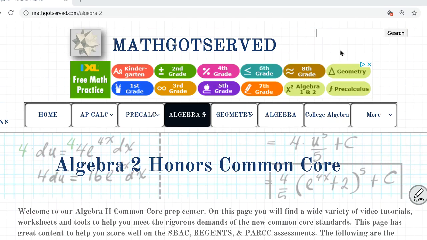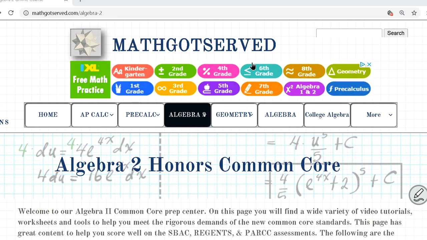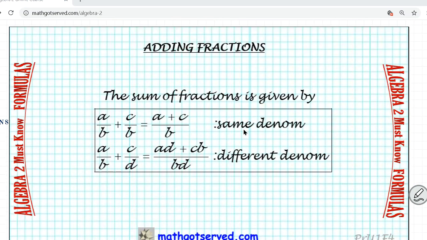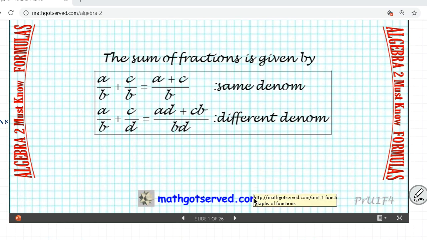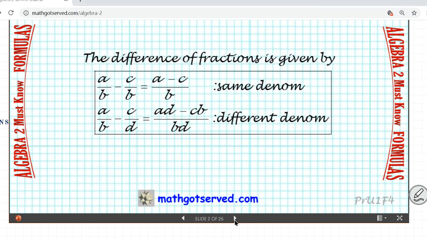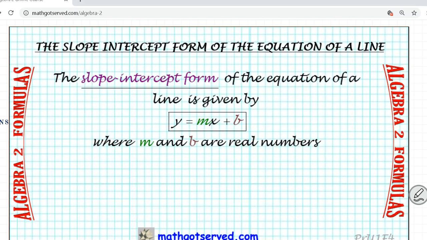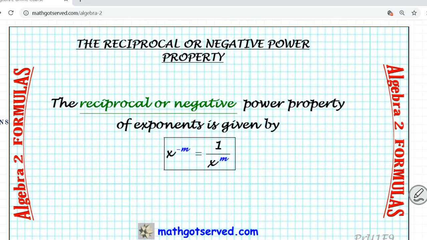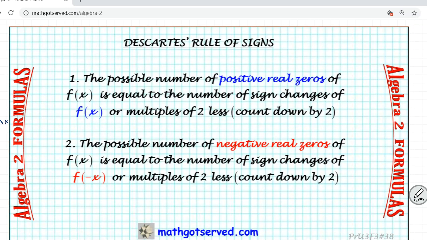Alright, to get us started, we're going to take a look at what Descartes' rule of signs is. So this is our website, Mathgotserved.com. We're going to scroll down to our must-know formulas. And then we're just going to advance the slide all the way down to Descartes' rule of signs. So let's go ahead and do the advancement. Let's go all the way to Descartes' rule of signs. All right, there you have it.